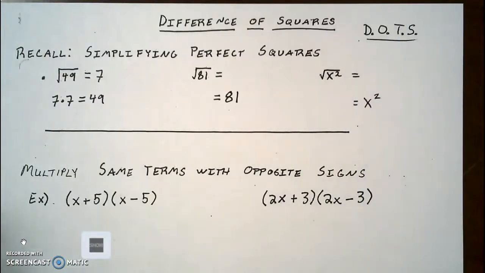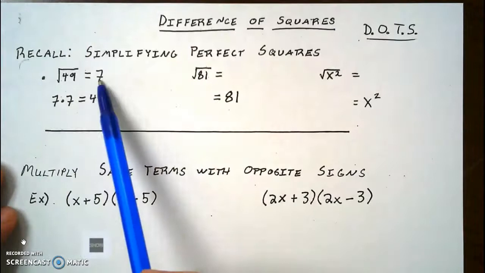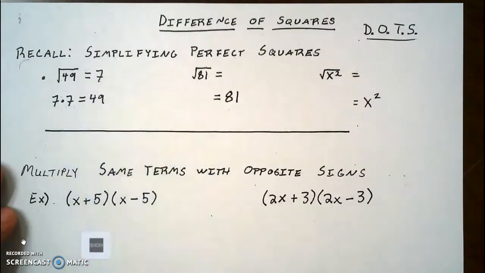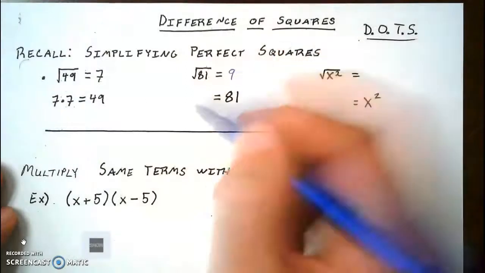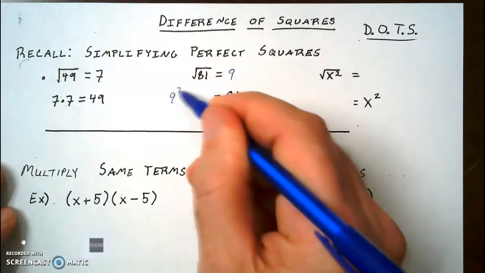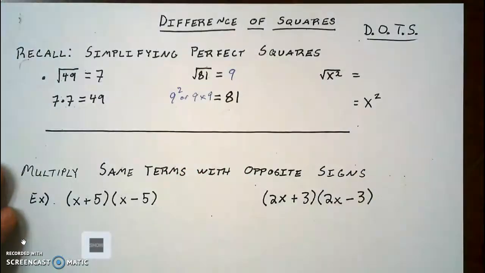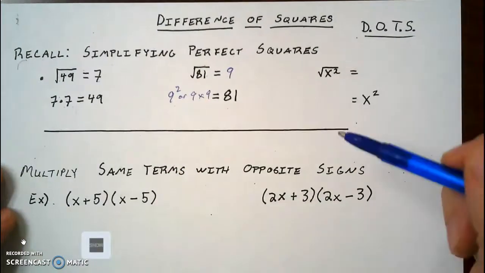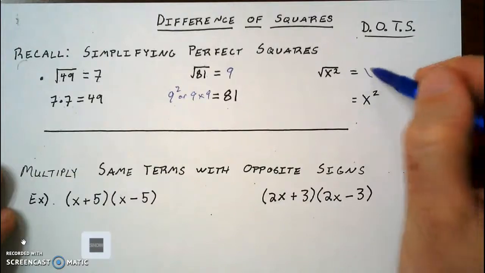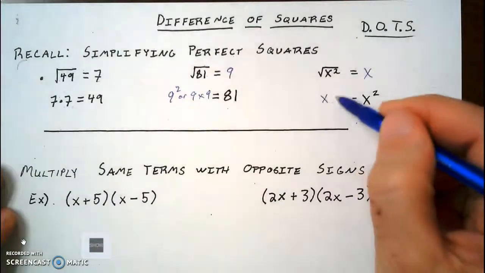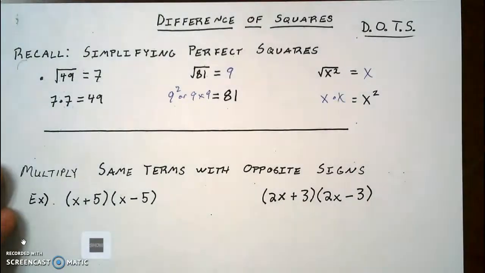Let's review that quickly. The square root of 49 is 7 because 7 times 7 is 49. So the square root of 81 is 9 because 9 squared, or 9 times 9, is 81. This might look a little new. The square root of x squared is x because x times x is x squared.